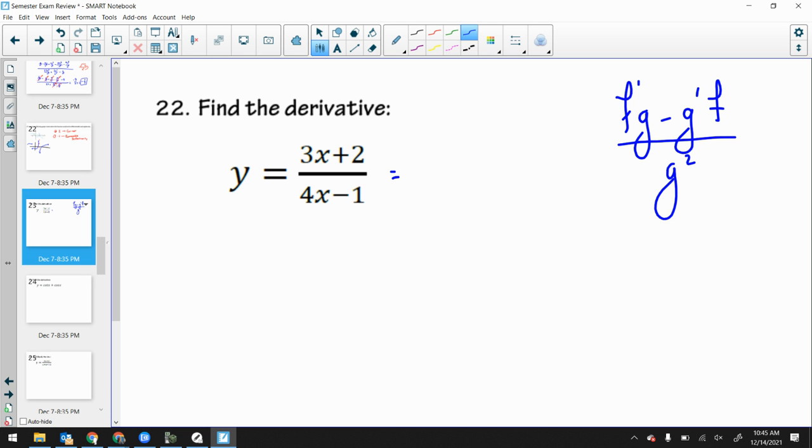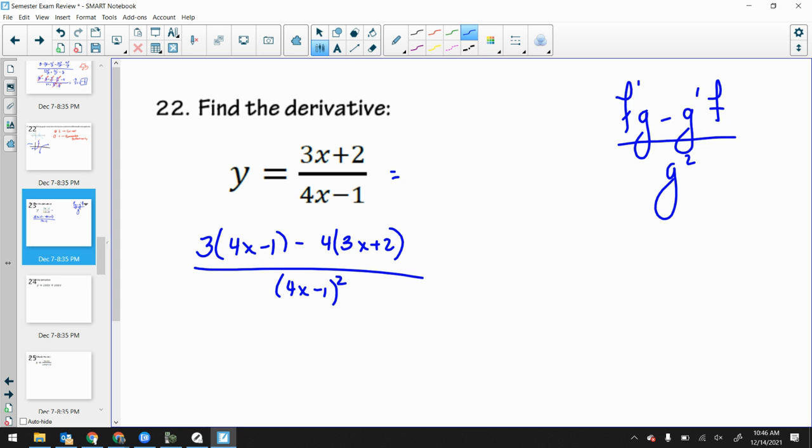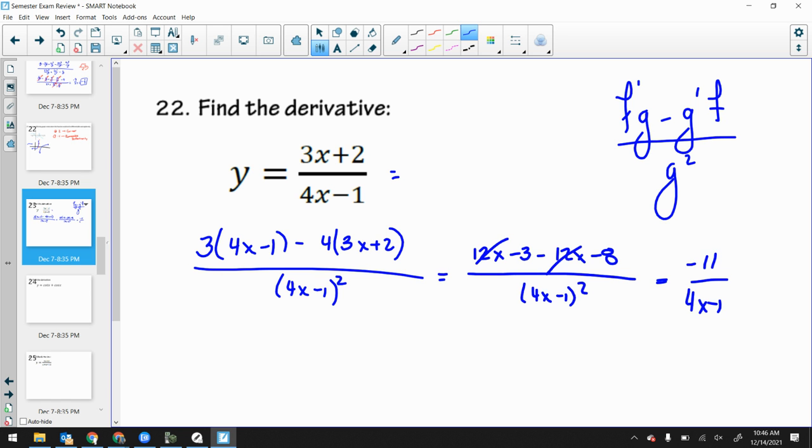F prime g. Well, what's F prime? 3. G is 4x minus 1. G prime? 4 times 3x plus 2, over 4x minus 1 squared. Okay, we distributed into 3. So we got 12x minus 3 minus 12x minus 8 over 4x minus 1 squared. All right, 12x's cancel. Negative 11 over 4x minus 1 squared.